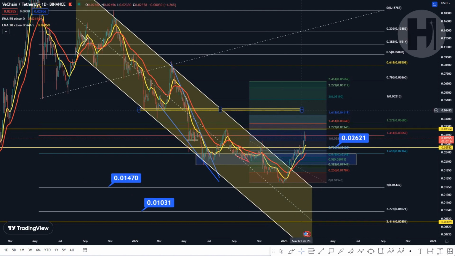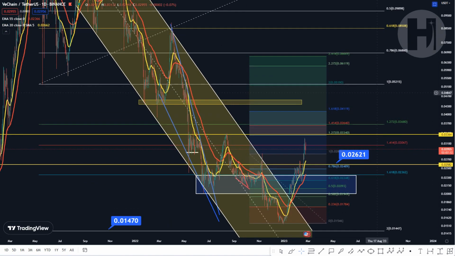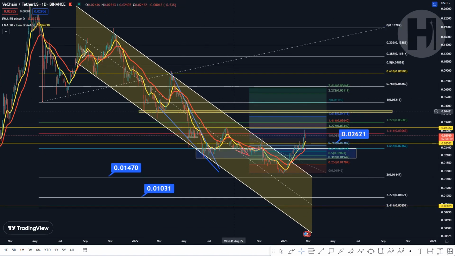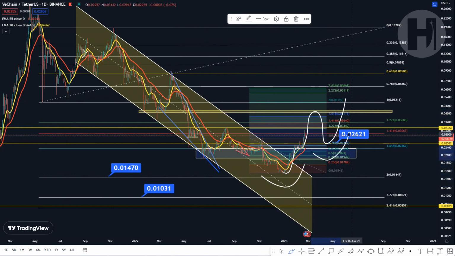So this resistance block here that we have is something that I want to retest, because this is a support level that we held in January last year, in February, in March, in April, and we lost it in May with the Luna crash, of course. So coming back up to retest that as resistance and then see a move back down potentially is going to be a very good statement, because that will essentially be an uptrend.